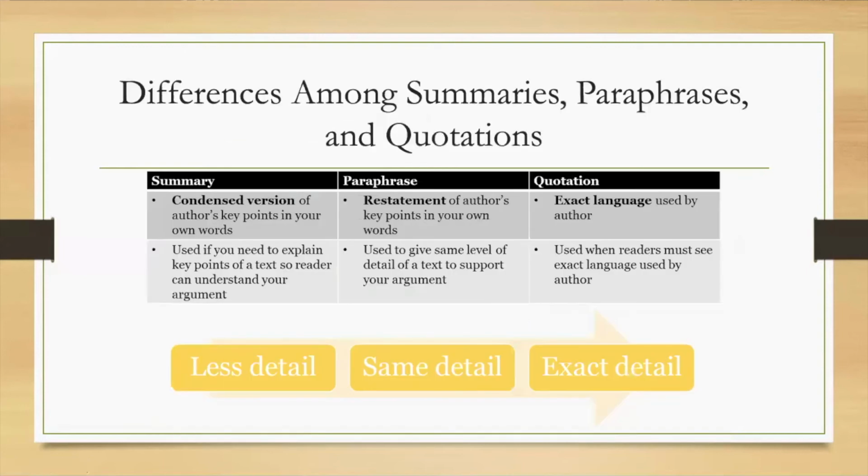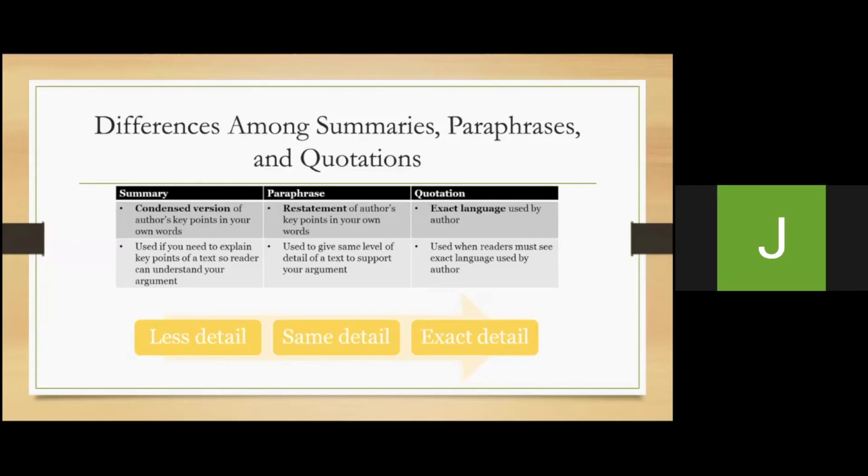While you're writing, there are differences between summaries, paraphrases, and quotations. A summary is a condensed version of an author's key points in your own words. It's used when you need to explain the key points of a text so the reader can understand your argument. In other words, the reader is not going to read a whole book by an author unless you give them the key points and then they want to go off and read it. That's their choice. But you're basically just summarizing a large work for them.